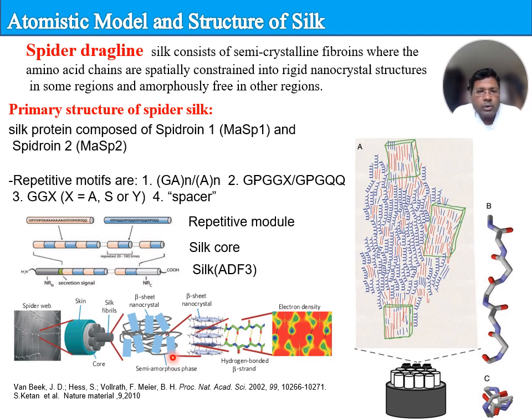Another proposed model for spider dragline silk structure is a silk core organization with a multitude of fibril substructures covered by a hard skin. Structures covered by hard skin form the fiber.